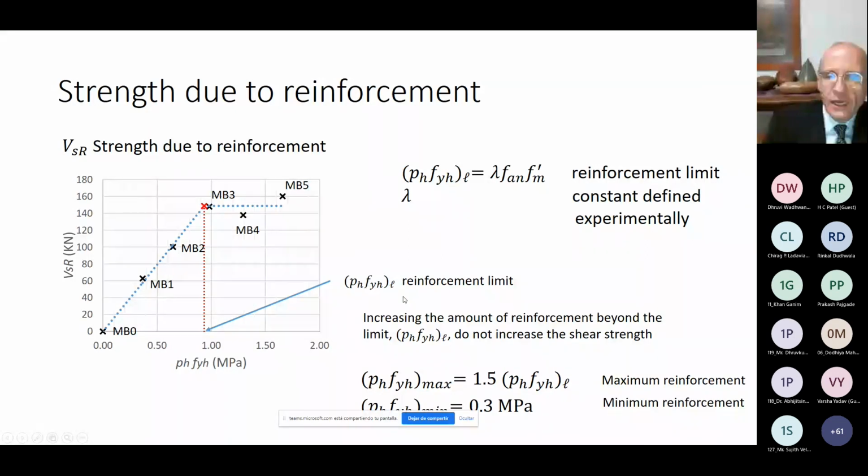And the limit value can be calculated, and this is the important thing, in terms of the masonry compressive strength. And this value is the net area of the units, the masonry units. And lambda is a constant that is dependent on the experiments, and is 0.1 for the experiments that we did. And so observe that this limit amount of reinforcement that marks this point depends on the quality of the masonry. That is a main contribution, I think, of this study.